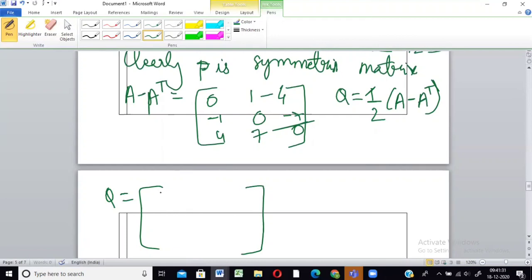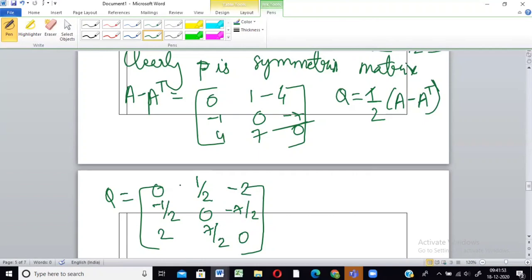this divided by 2. So 0 divided by 2 is 0. 1 divided by 2 is 1. Minus 4 divided by 2 is minus 2. Minus half, 0, minus 7 by 2, 4 by 2 is 2, 7 by 2, and then 0. So likewise, you have all the other elements as well. Now we can clearly see that Q is skew symmetric, right?